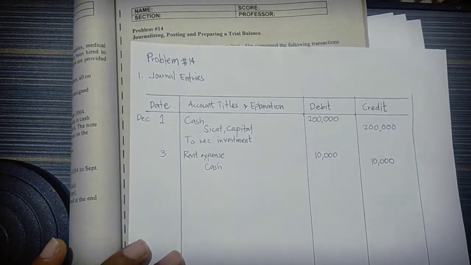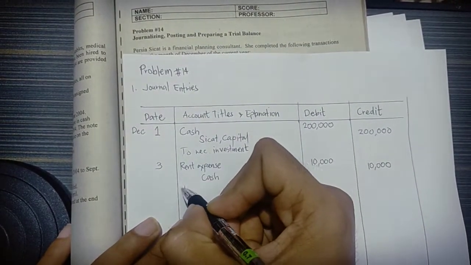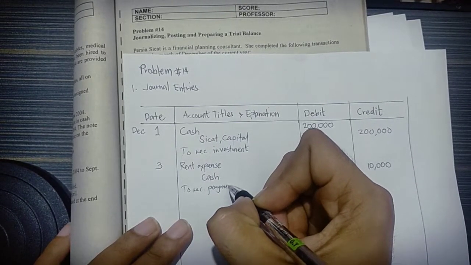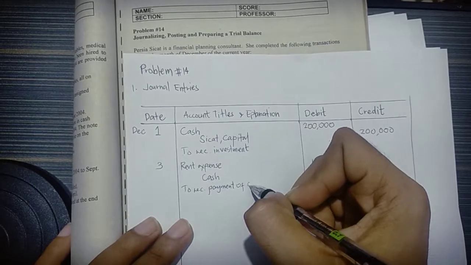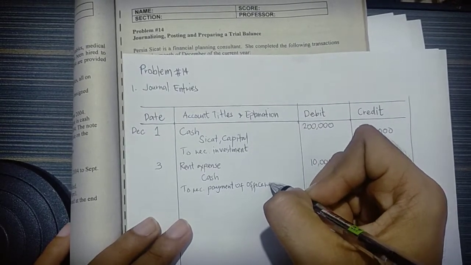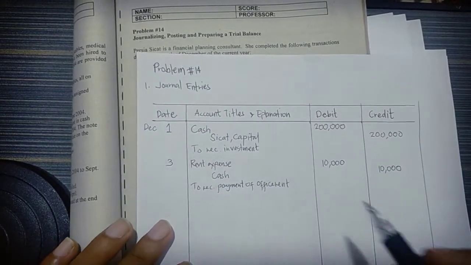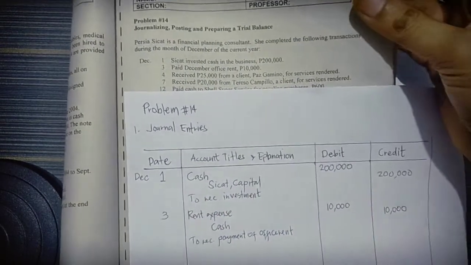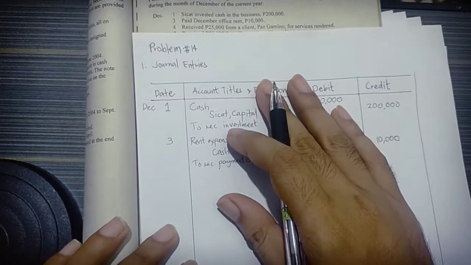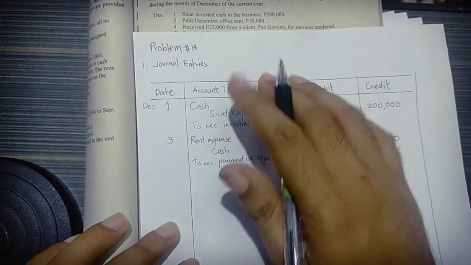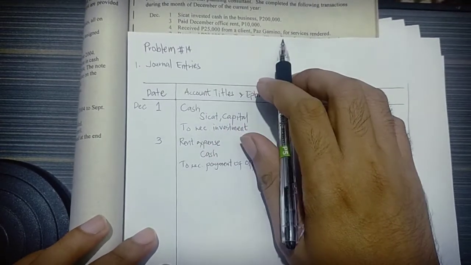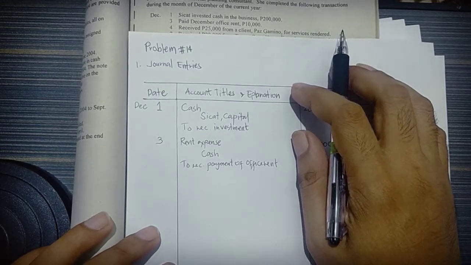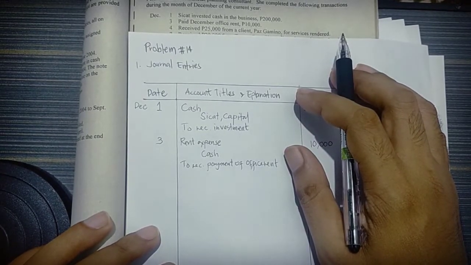Okay. Then, what will be the explanation? To record payment of office rent. So, ganun lang. Okay, so December 4. Received 25,000 from a client Pasgamino for services rendered. So, naka-receive si Persia Sikat ng 25,000.